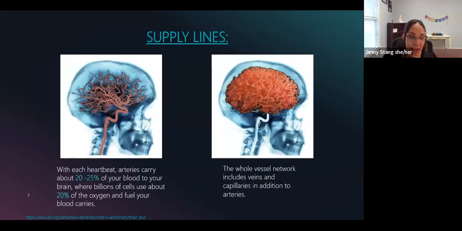Okay, next we talk about our supply lines. So our brain needs blood to survive, right? And a lot of times when we have a disease that causes dementia, those blood supplies are interrupted. With each heartbeat, arteries carry about 20 to 25% of our blood to our brains, where billions of cells use about 20% of the oxygen and the fuel that your blood carries. The whole vessel network includes veins and capillaries in addition to arteries. Your brain is nourished by one of your body's richest networks of blood vessels.